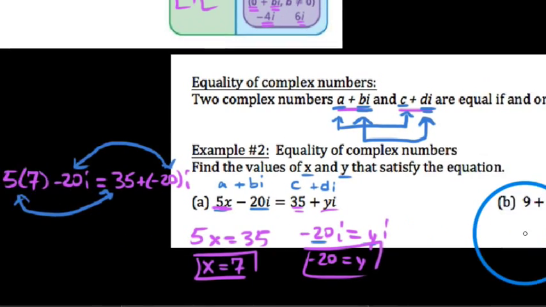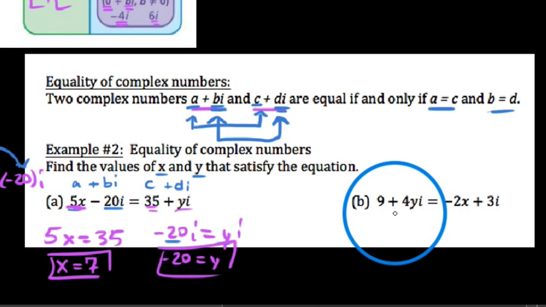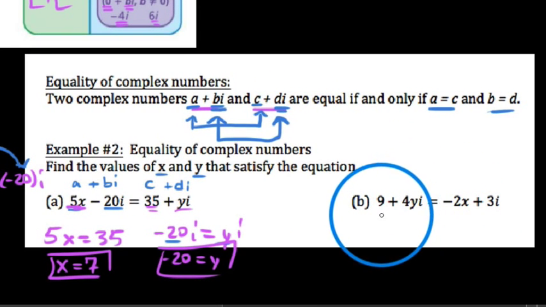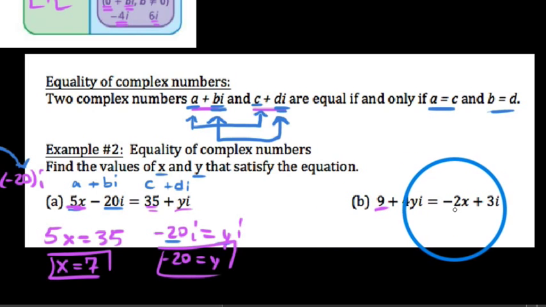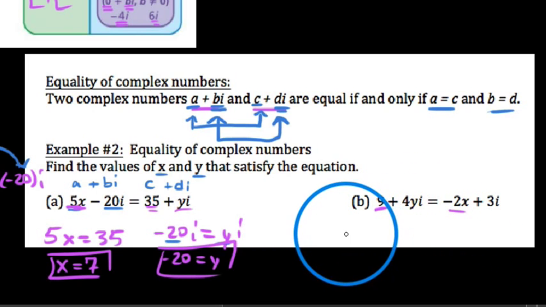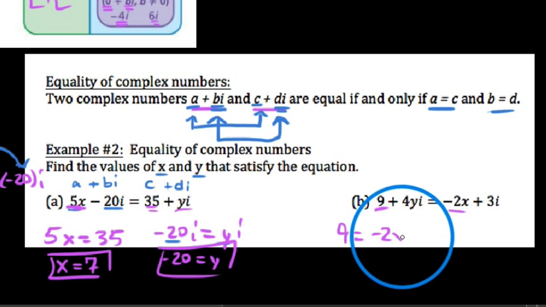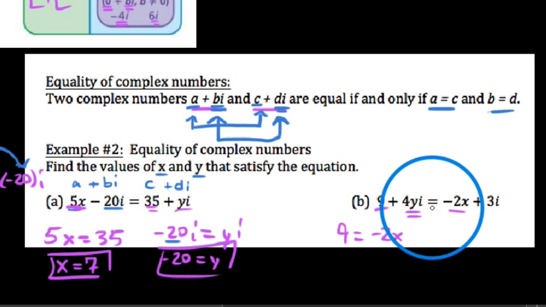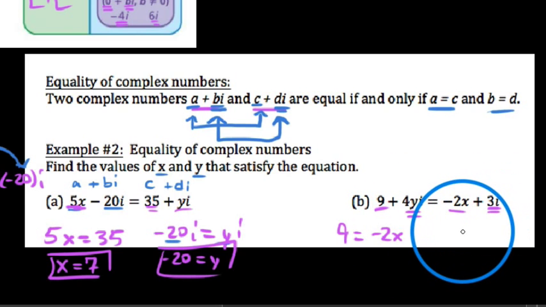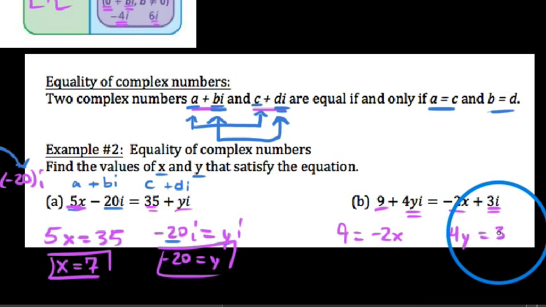So trying this again, I would encourage you to pause and try this on your own. But going forward, this real part here would be equal to this real part here. That is, 9 would have to be equal to negative 2x. And furthermore, the 4yi has to be equal to 3i. In other words, we could say that the 4y part is equal to 3.